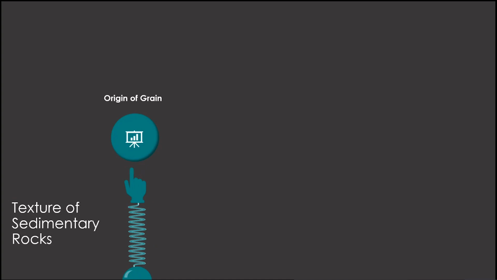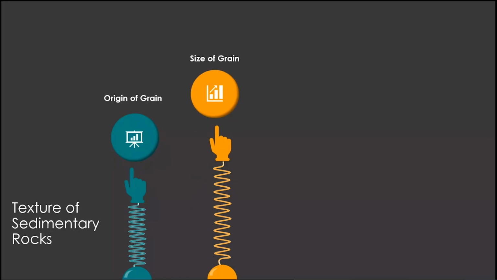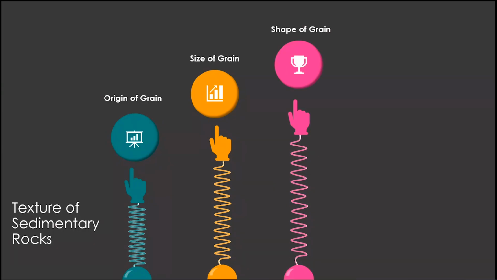First one is the origin of the grain. Origin of the grain means from where these grains are originating, what is the process of formation of the sediment we are talking about. Second is the size of the grain, whether the grain is of a small size like clay and silt, or it may be a boulder and cobble. And the third one is the shape of the grain, whether it is square, circular, or triangular. We'll see in detail what exactly it is, but we are going to study the shape of the grain.